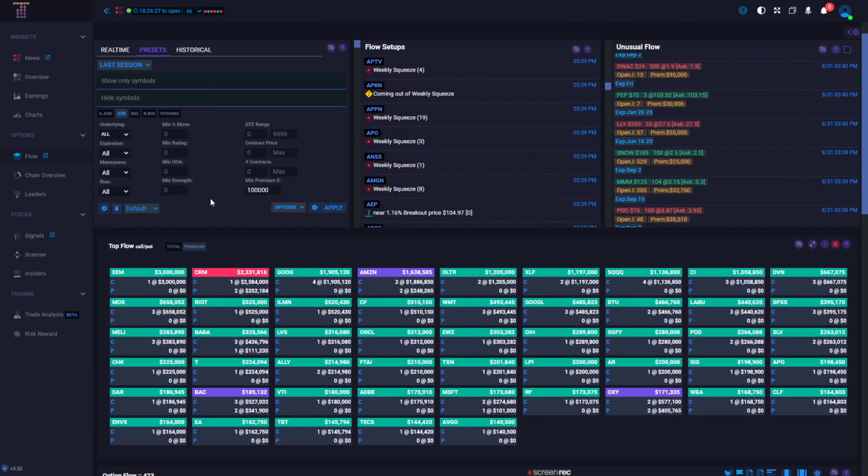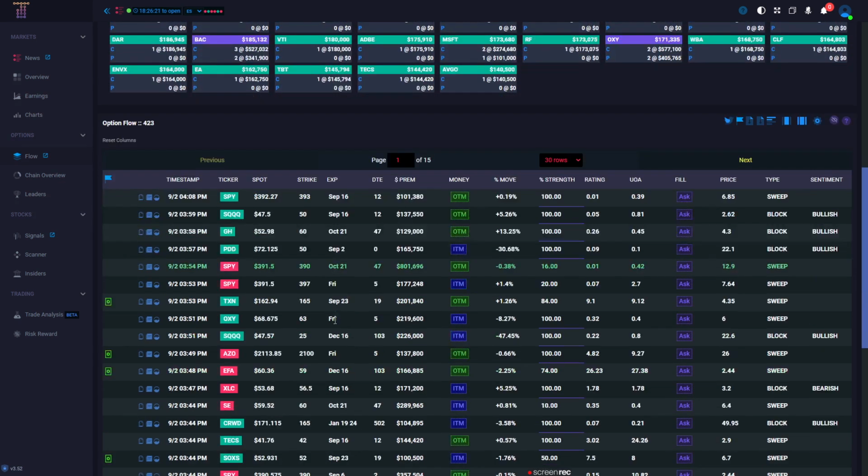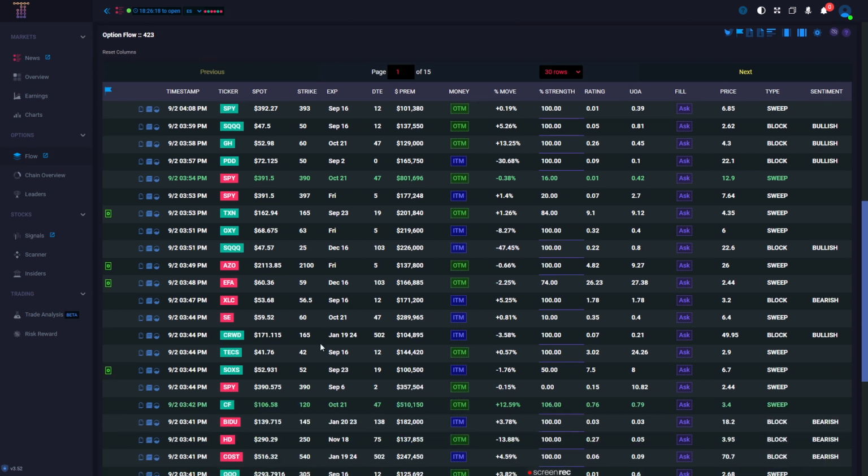So I actually have my filter set to 100,000 minimum premium, and I'm looking at Ask right now. So a lot of option contracts come up, and one I see right off the bat down here, I like CF Industries right here. It's at $106 on the spot. They have the $120 strike with 47 days till expiration. It's a good $500,000 contract, 12% out of the money, and this is a sweep.